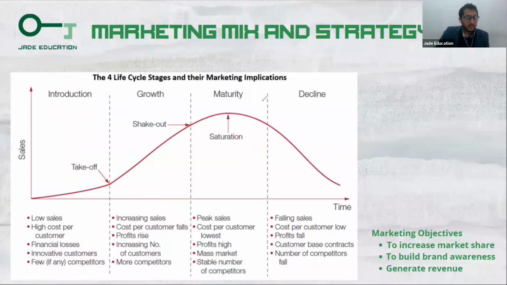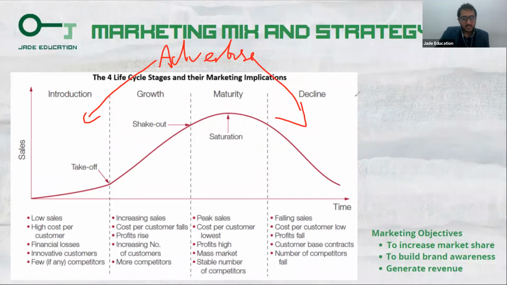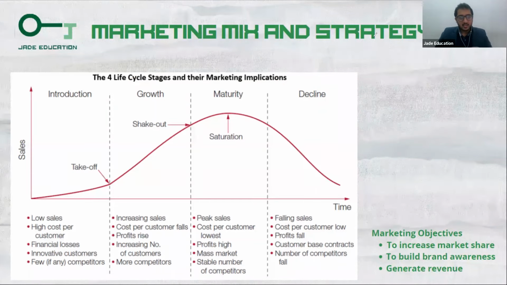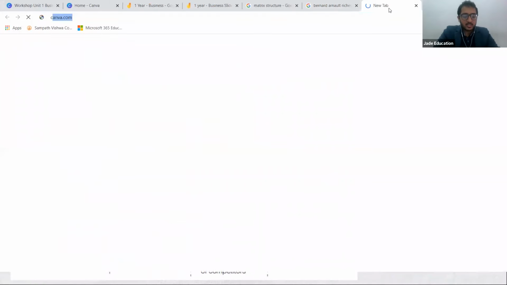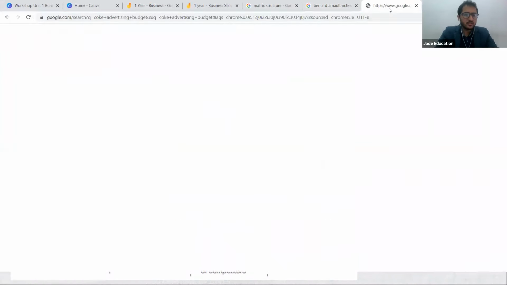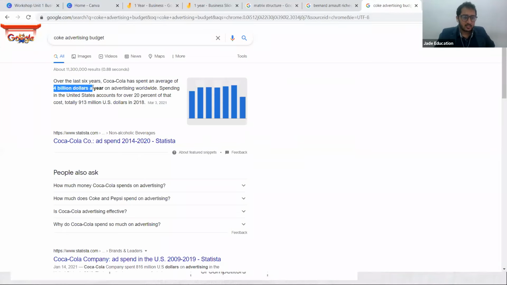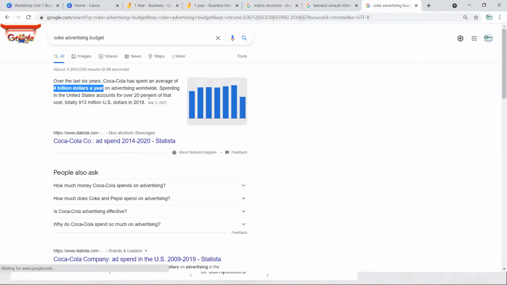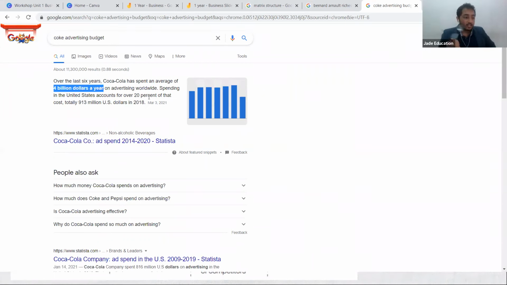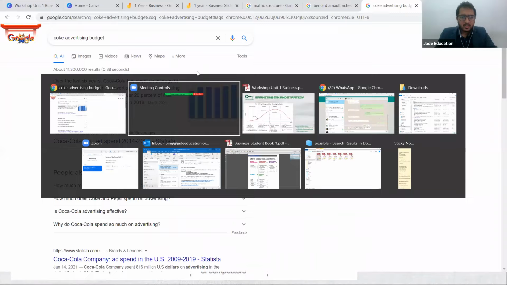If I were to ask you, or rather tell you, where do you advertise the most? There are only two stages where you advertise the most, throwing loads of ads. One is when you launch it, one is when it's dying. As you can see, guys, Coke is advertising like crazy. If you don't know, Coke's advertising budget, I think it's $4 billion a year. Why is Coke spending so much on advertising? Its product is dying. And if the product is dying, you need to keep pushing it. The only way you can keep pushing it is by pushing more and more advertising. Simple as that. Going back.